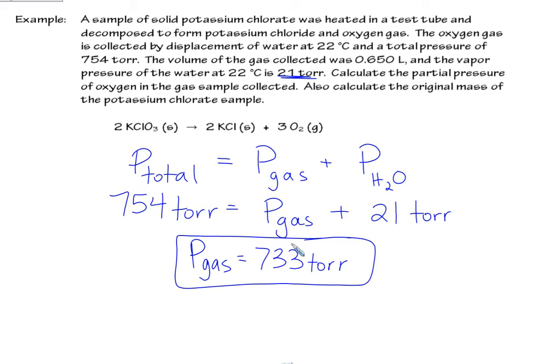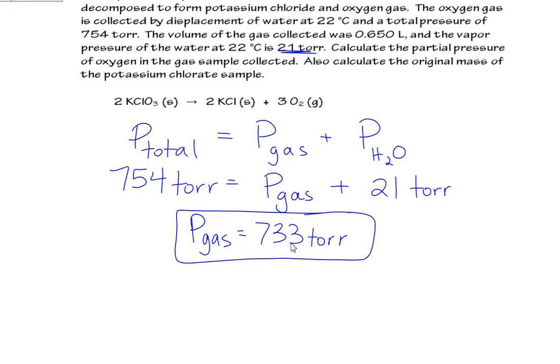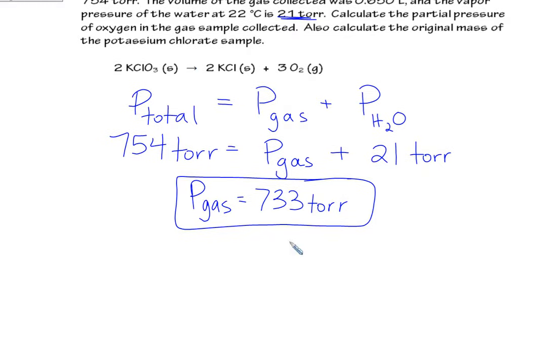So the concept again is just that when you collect a gas by water displacement, not only do you have pressure coming from the gas produced, but there's also water vapor pressure in your container. And before we do any calculations in reference to that gas, we want to include just the pressure of the gas alone. So we subtract off the pressure from the water vapor. Now I think we can handle this. We want to know the original mass of the potassium chlorate sample. So I want to be able to do some kind of stoichiometry. I know the amount of oxygen produced. I want to go backwards and figure out the amount of potassium chlorate.